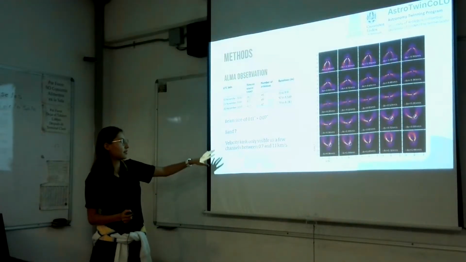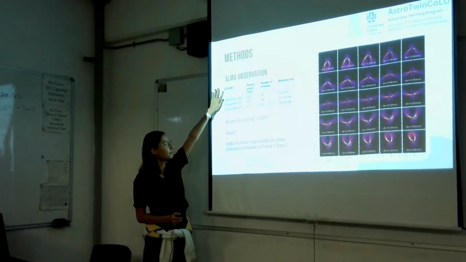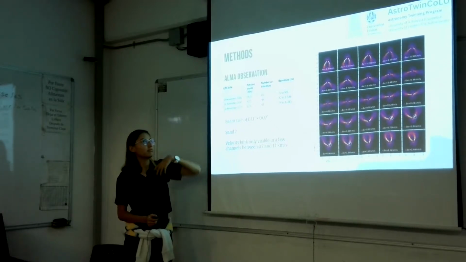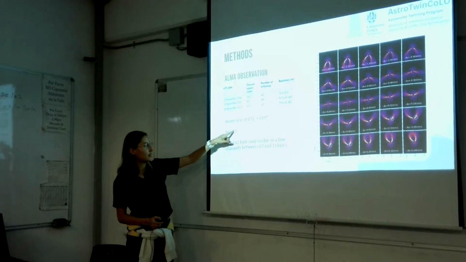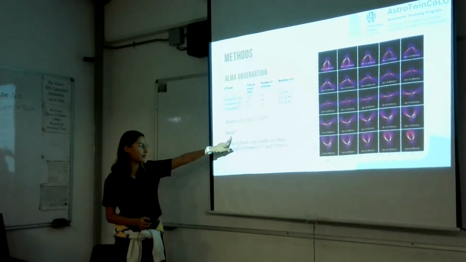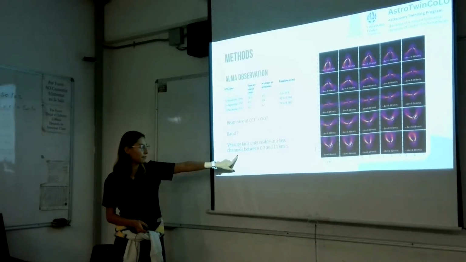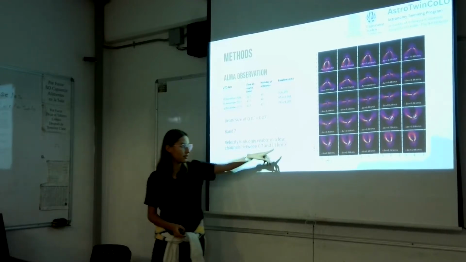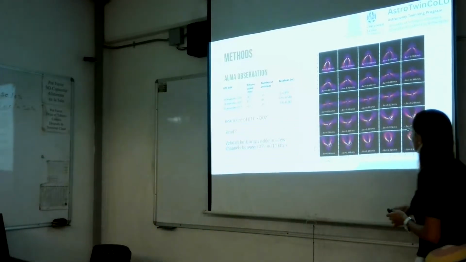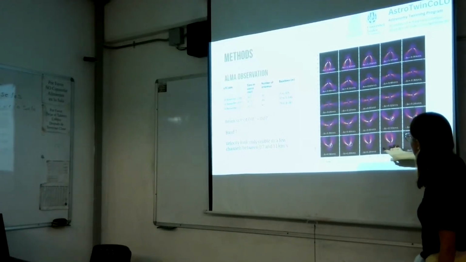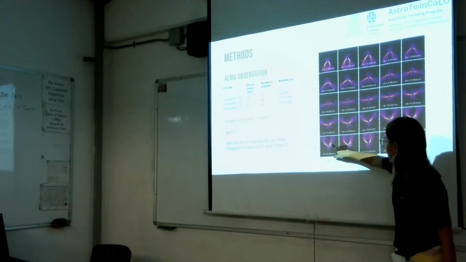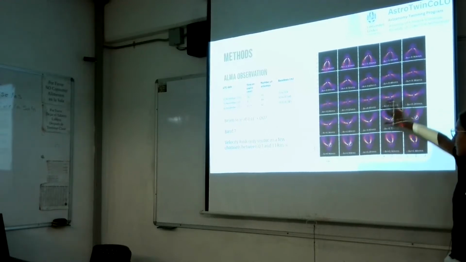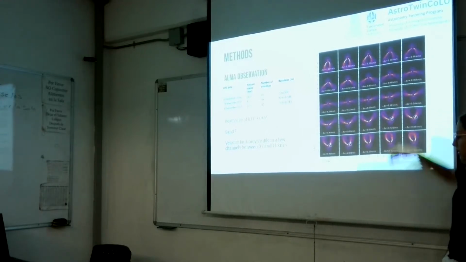And so, for the methods, they observed with ALMA on 3 different days to get a continuum, and they used this beam size observed in band 7, and they saw that the velocity kink is only visible in a few channels between 0.7 and 1.1 kilometers per second. As you can see, the velocity kink is here, and here, but in the other observations, you don't see the kink.